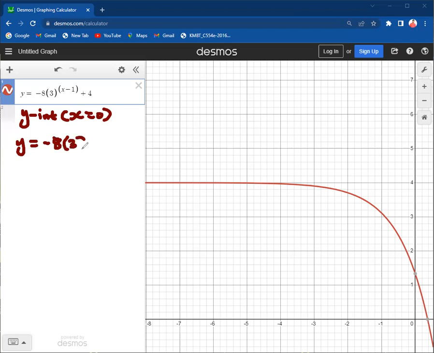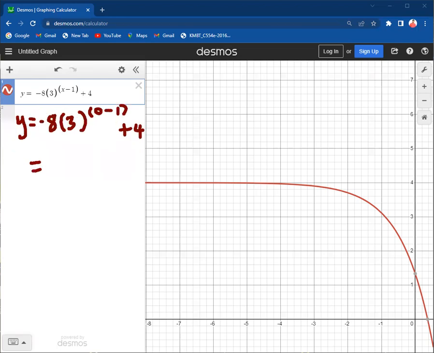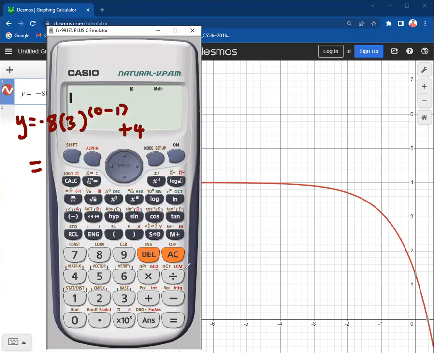And then you have 3. When you see x, you put 0. So it's going to be 0 minus 1 at the top, then plus 4, right? And then what does this give us? Let's check on our calculator. So we're going to type in -8 in brackets, 3 to the power of, I can see that 0 minus 1 is just going to be -1. And then plus 4, right?